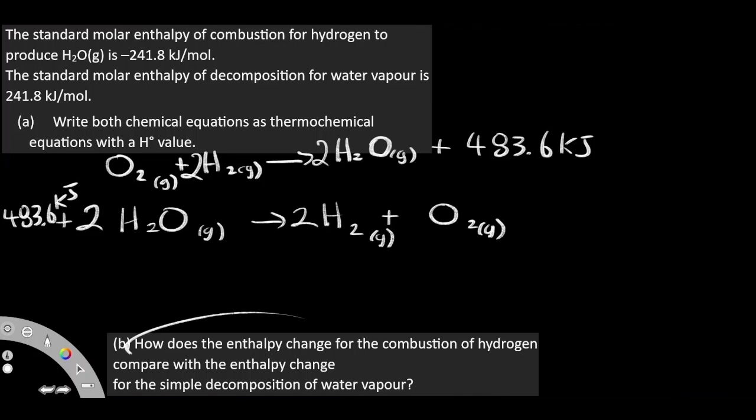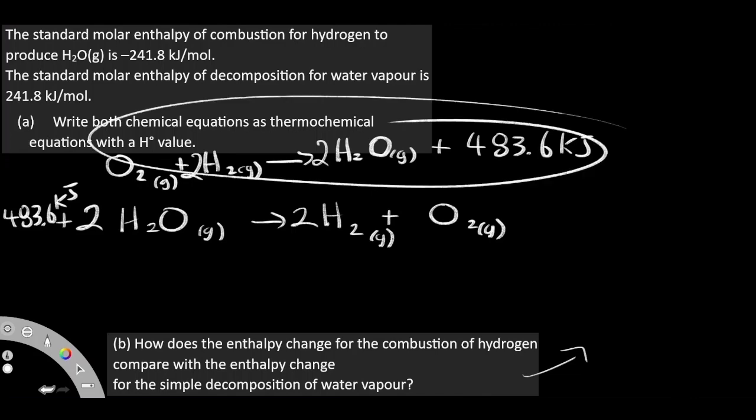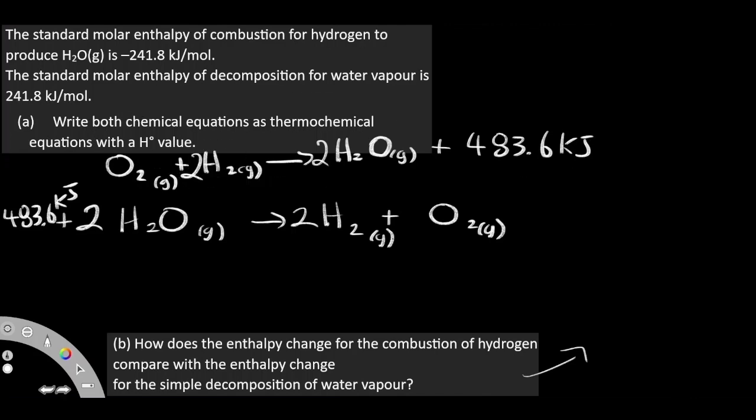For B, how does the enthalpy change for the combustion of hydrogen compare with the enthalpy change for the simple decomposition of water vapor? Well, I'm just going to answer B up here because we still have some space. This one over here, the H2, is going to be exothermic. This one over here, for the H2O in question, is endothermic. However, to finish off this question, how do they compare? They're the same value.